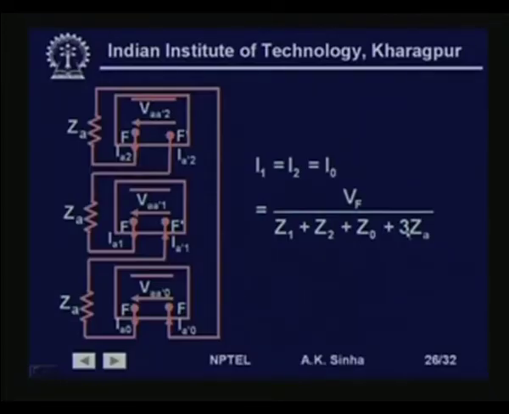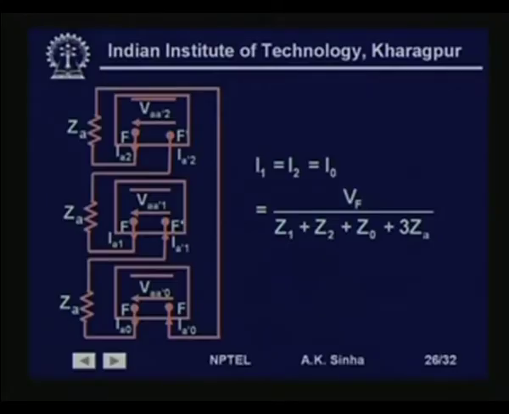Once we know the sequence currents, we can calculate the sequence voltages at any point, and converting them, we will find out the phase voltages at fault point or any other point in the system. So, this is how we can solve for open circuit faults using the sequence network connections.